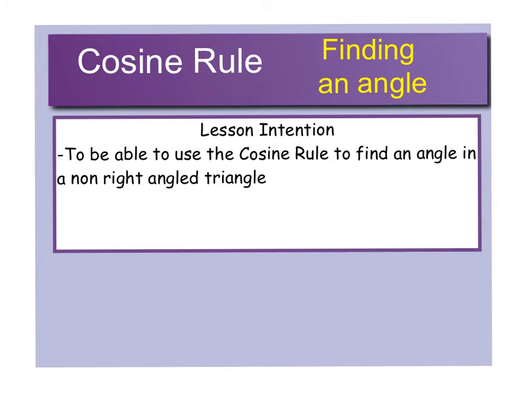Okay, so in this video we are going to talk about the cosine rule for finding an angle. There are two cosine rules, one to get an angle, one to get a side. They are just the same formula but manipulated and written a bit differently, and this will be given to you on your formula sheet. So let's have a look.